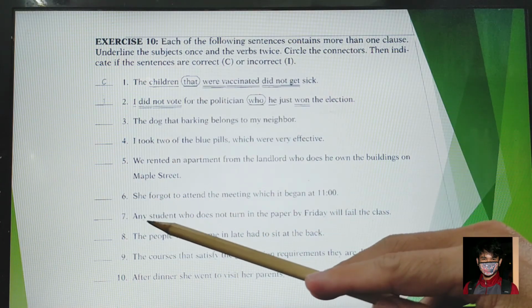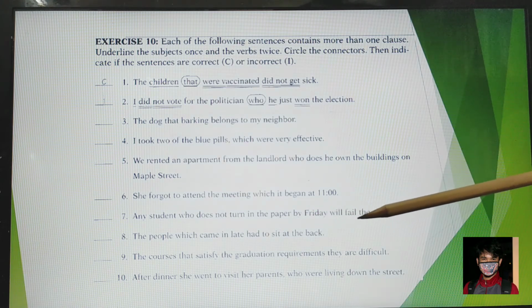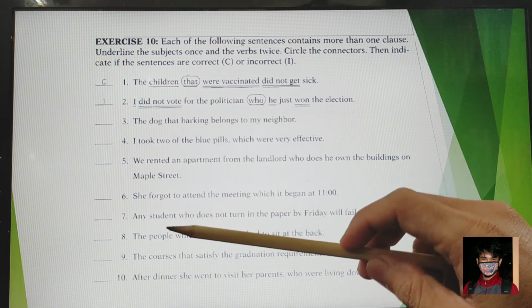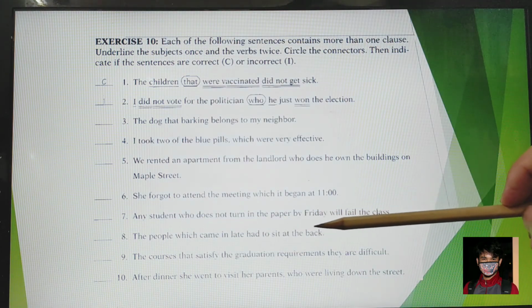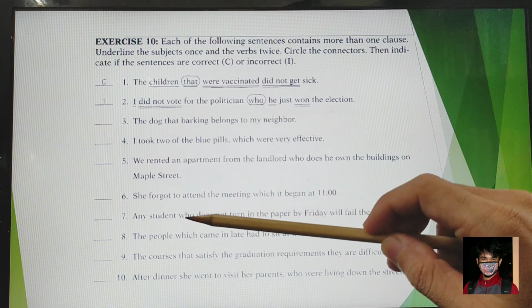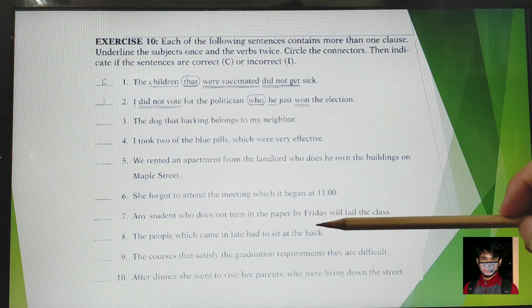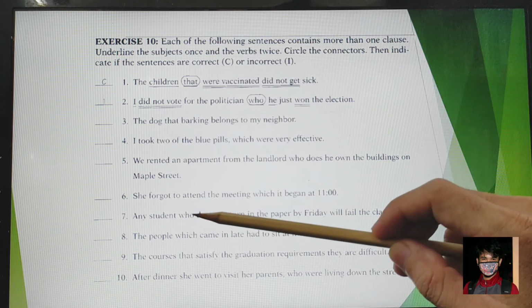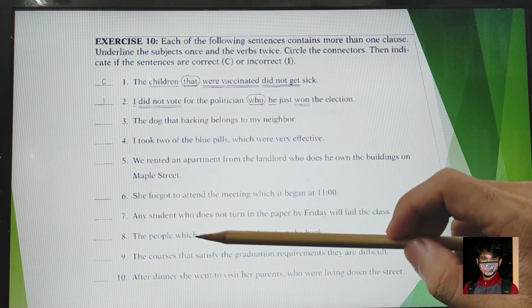Okay, the sentence is incorrect. Number 7. For number 7, any student who doesn't turn in the paper by Friday will fail the class. Correct or incorrect? Subject, any student, will fail the class. So this is an adjective clause. But the question, is it correct or incorrect? Who doesn't? The student who doesn't. Who doesn't relates to the student. So the sentence is correct.